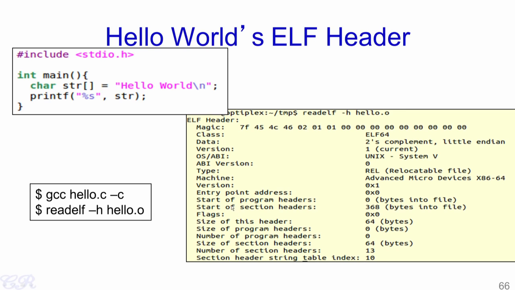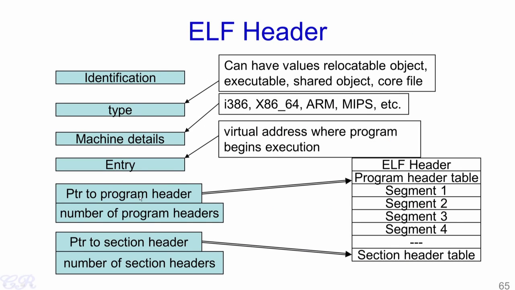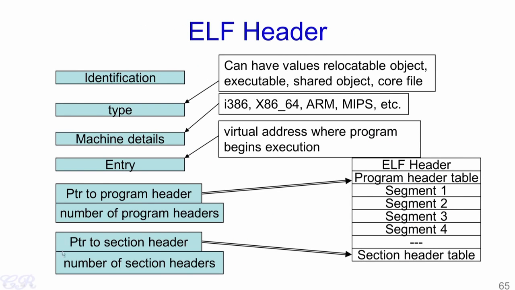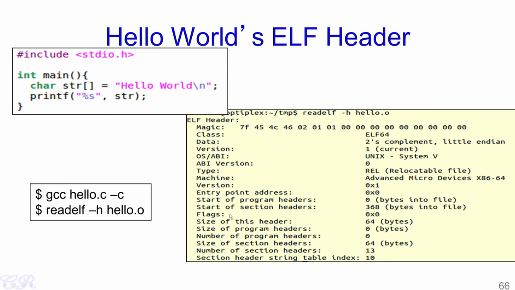Then we have seen the entry point, which in this case is 0. Other things we have seen are the start of the program headers, which is 0 bytes into the file, this one pointer to program headers, and the number of program headers in this particular object file, which is 0. The other two aspects are the pointer to the section headers and the number of section headers. The start of section headers is 368, and the number of section headers is 13. In this way we can see the various contents of the ELF header.